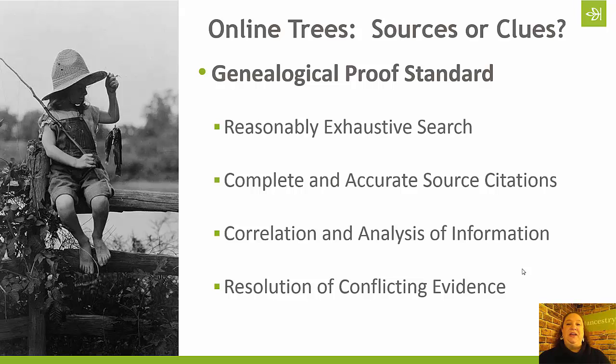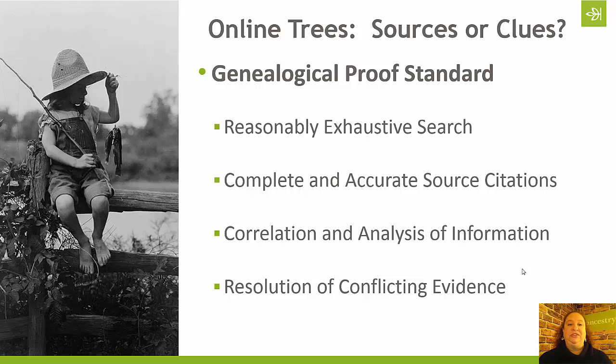The 4th step in the genealogical proof standard is this resolution of conflicting evidence. If you've been involved in family history for more than a minute, you know that there's going to be conflicting information. So you have to be able to say, well, this record says this and this record says this, and these two things conflict, and here's how I'm going to resolve that conflict. There has to be a reasonable explanation for why there's conflicting information. You don't want to just dismiss it out of hand. You don't want to ignore certain records, and that includes online family trees.